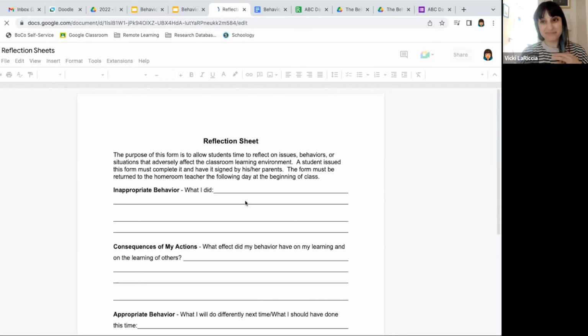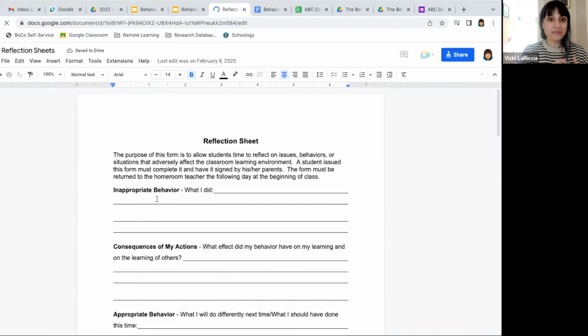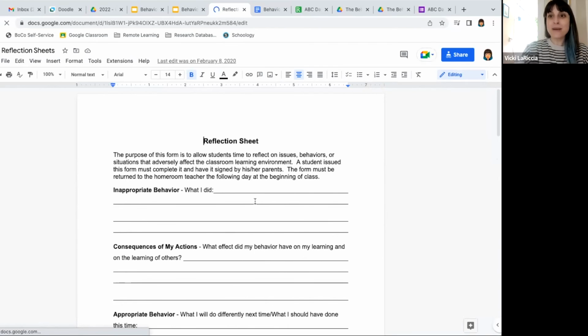Sometimes these don't work, so you're not going to know until you try. This one just says inappropriate behavior. What did I do? So the student has to take accountability. Sometimes you're sitting there and students say, I didn't do anything. And that's a good opportunity to talk about what happened and ask some scaffolding questions, or just say, well, you're not going to leave until you write it down. So it's your choice.